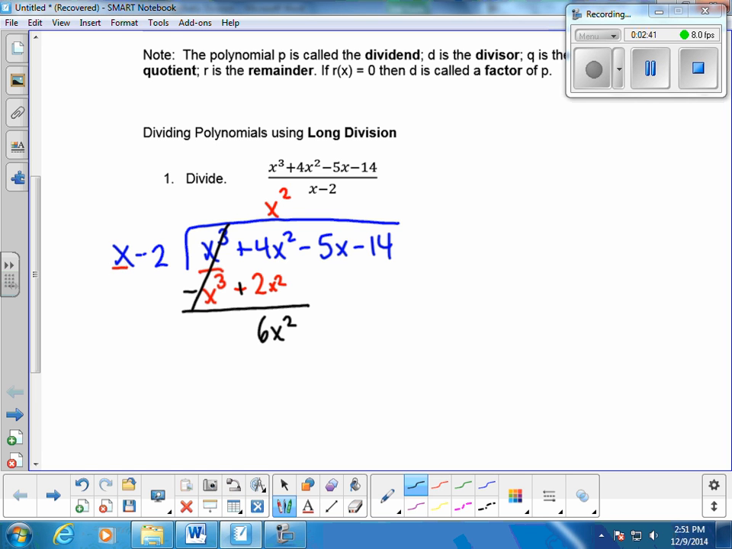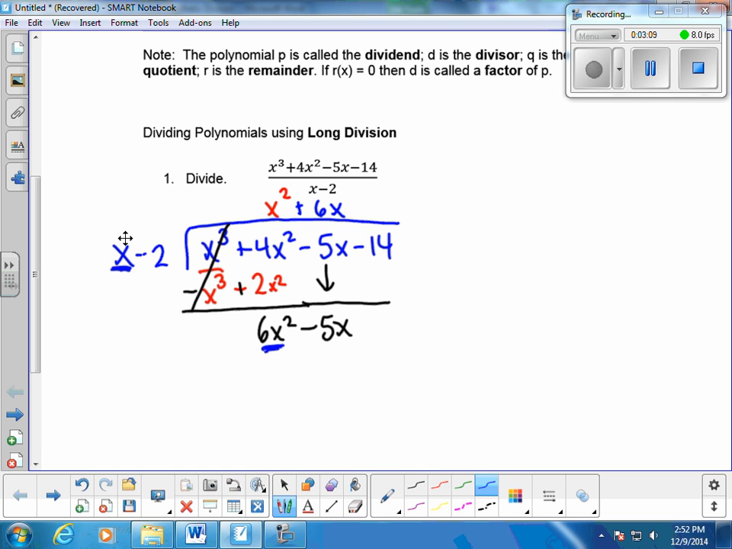Alright, and then just like in division, we would bring the next term down, so minus 5x, and then we would start our process all over. Again, we would say this number, or this variable, times what gives us this. So we have this, and we're trying to get this. We need a 6, and we also need an x. Okay, once we determine what this is, then we distribute back.